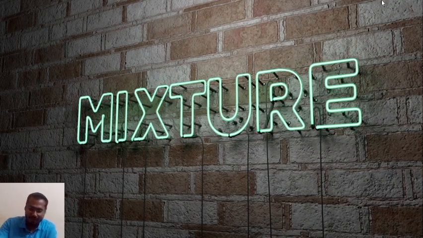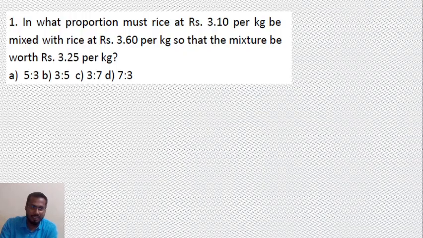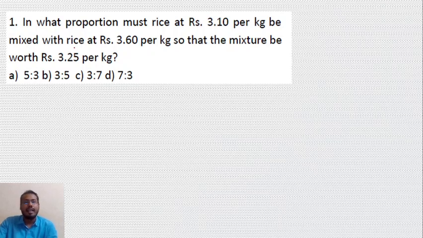So let me start with the alligation and mixture concept. First question: in what proportion must rice at rupees 3.10 per kg be mixed with rice at rupees 3.60 per kg so that the mixture be worth rupees 3.25 per kg?